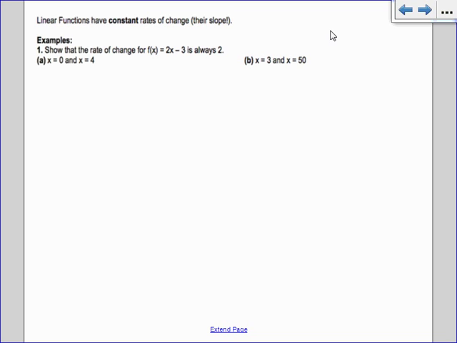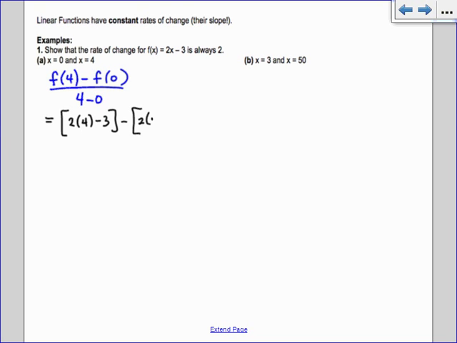If we have numbers, it's easy. It's going to be f of 4 minus f of 0 all over 4 minus 0. So f of 4 is 2 times 4 plus 3, and f of 0 is 2 times 0 plus 3, all over 4. So we're just plugging in 4 and plugging in 0, and then writing brackets around each one. So the first bracket is going to be 8 plus 3, and the second bracket is going to be 0 plus 3.